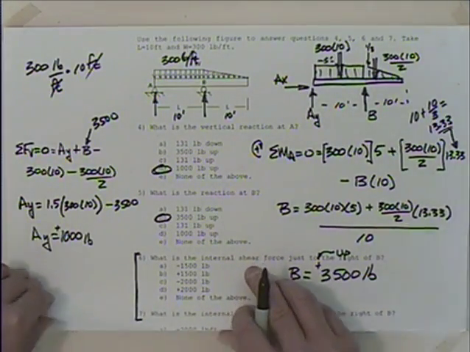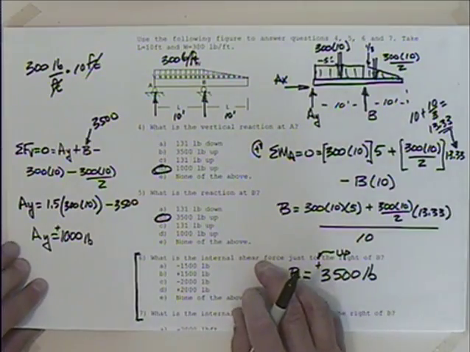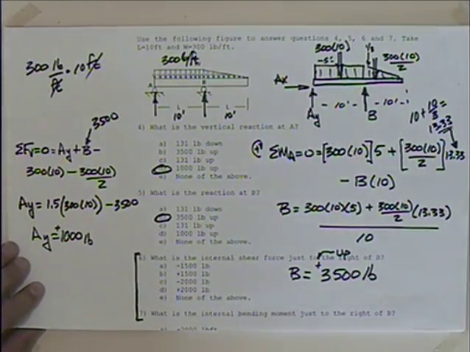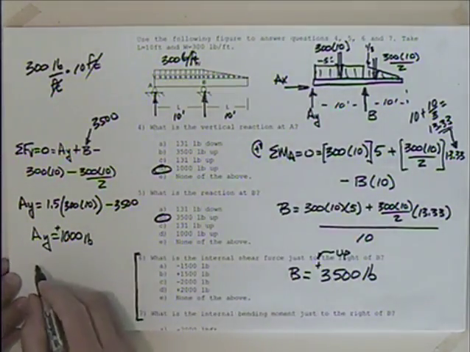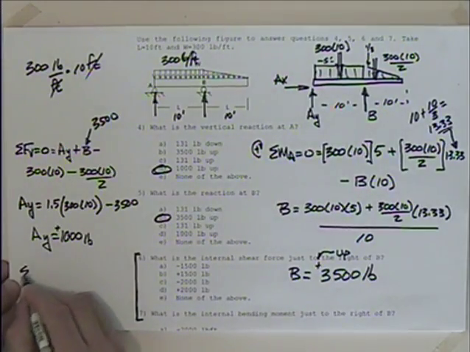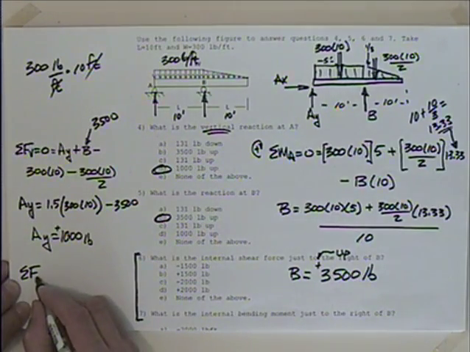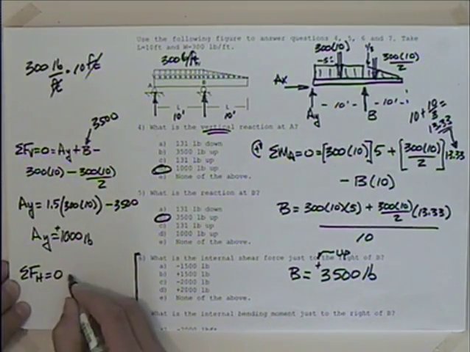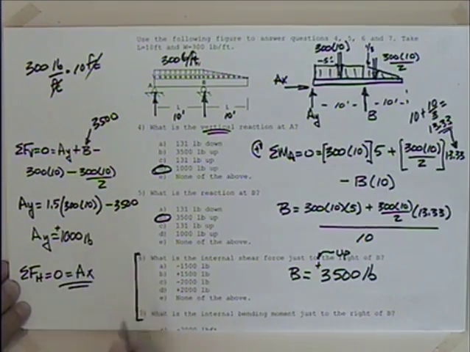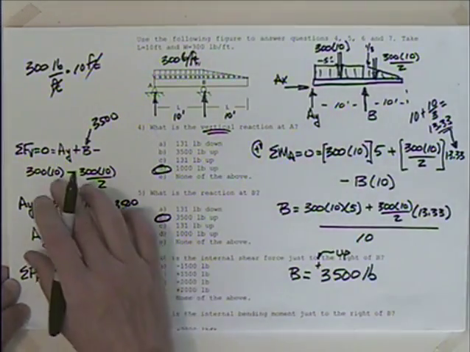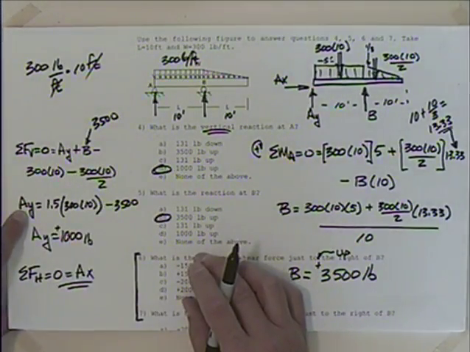Okay. So we've got answer D. We've got answer B. What if you wanted AX? You have to be careful. Some of the forces, this wanted vertical, but if we wanted horizontal, the sum of the forces in the horizontal is equal to 0, which is AX. That was 0.